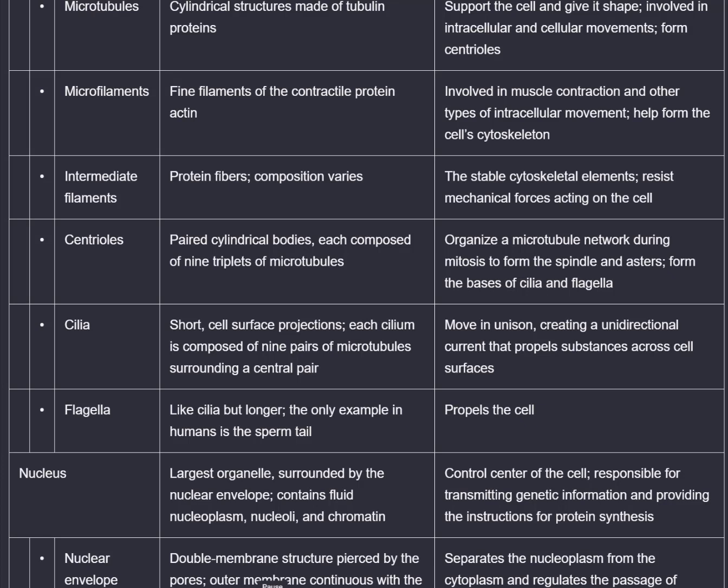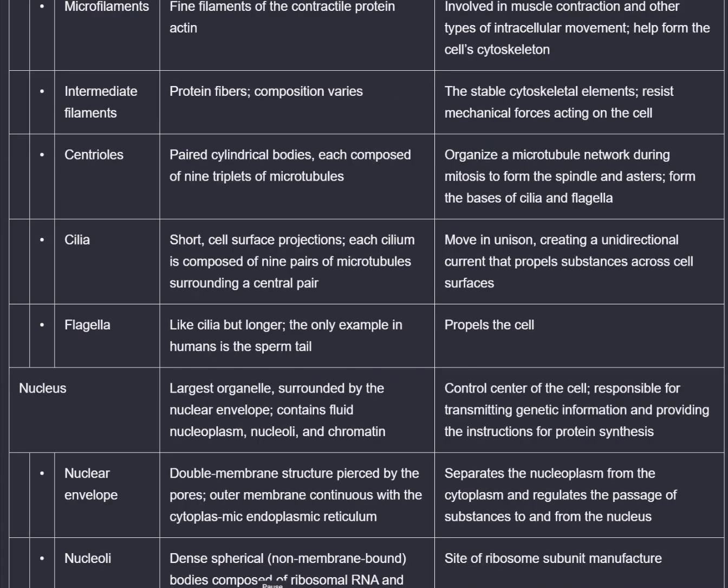Microtubules. Cylindrical structures made of tubulin proteins. Support the cell and give it shape, involved in intracellular and cellular movements, form centrioles. Microfilaments. Fine filaments of the contractile protein actin. Involved in muscle contraction and other types of intracellular movement, help form the cell's cytoskeleton.